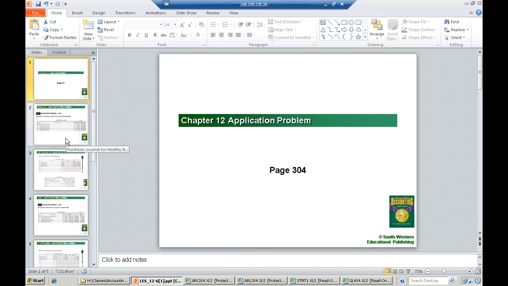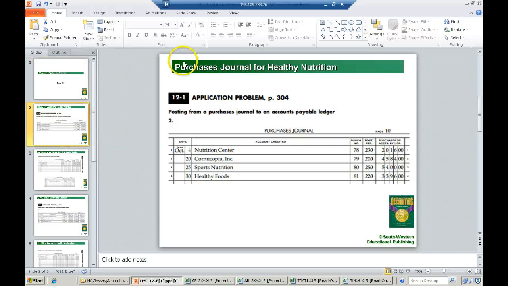We're going to start with 12-1, the application problem, and what this has to do with is posting from the purchases journal to the accounts payable ledger. These are your subsidiary accounts. Anything that's in the purchases journal is merchandise we've purchased on account. The purchase numbers here should be recorded from your invoices. After we've posted this information to our individual subsidiary ledgers, we're going to come back and post the ledger account number in the journal to prove that we posted these amounts.